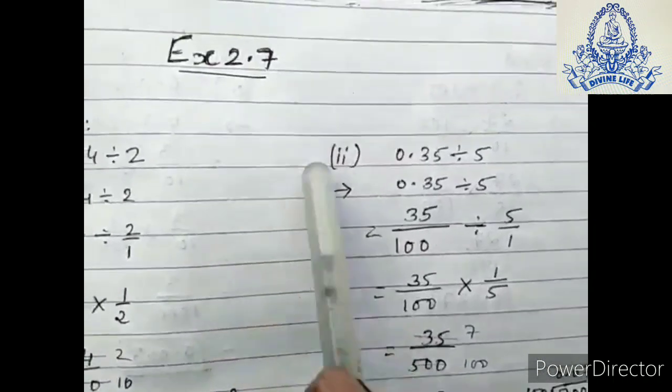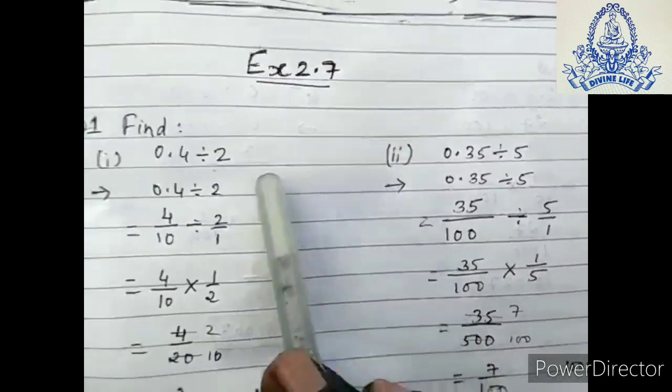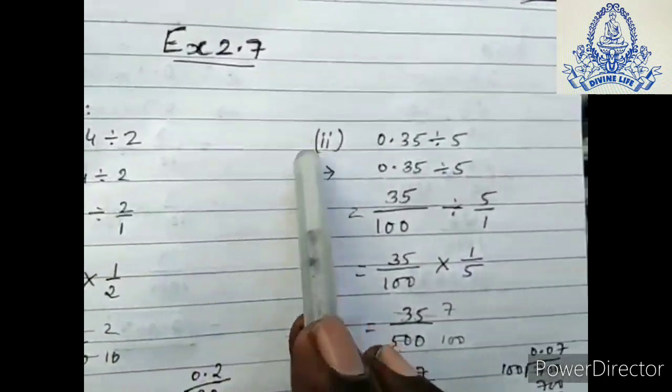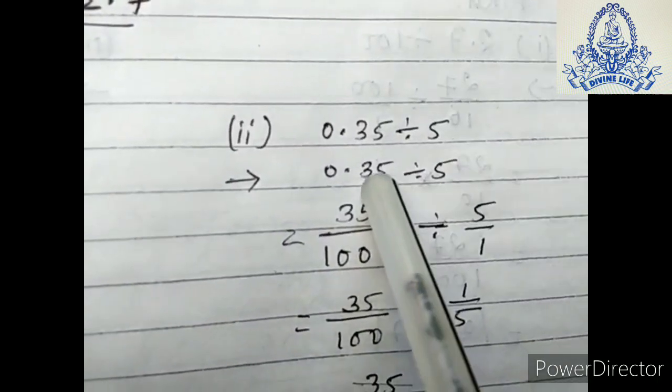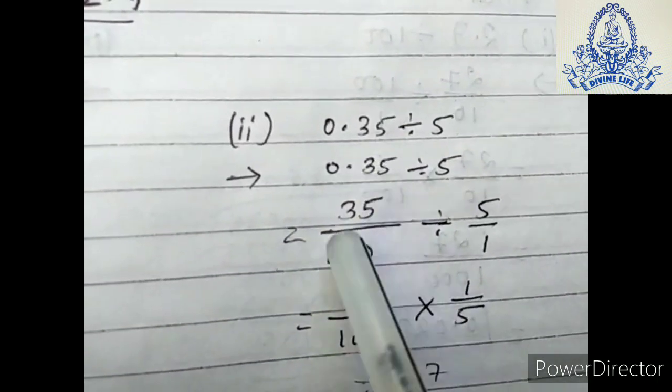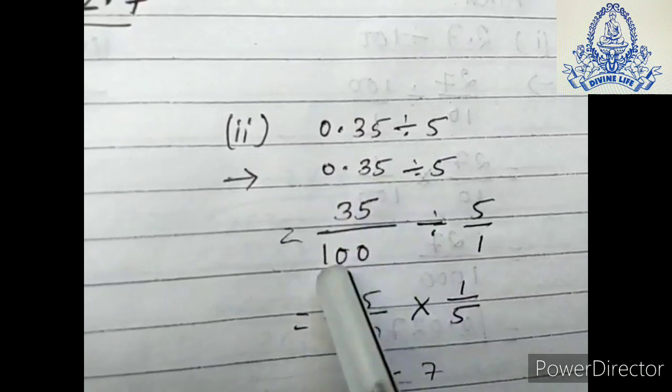Now we move to question number 1, the second sum. 0.35 divided by 5. In the same way, we take 35. After the decimal point there are two digits, so after 1 we will take two 0s, that is 100. That means 0.35 will become 35 upon 100, divided by 5 upon 1.